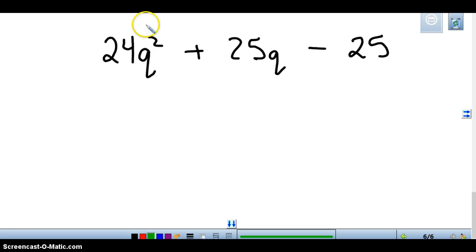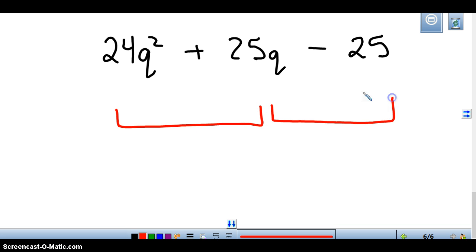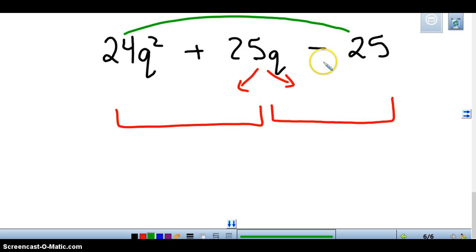times 6p plus 5. To factor a trinomial by grouping, we have to group like this, and we want to find factors of the product of 24q squared times negative 25 that equal to 25q. So what's 24q squared times negative 25? Negative 600 q squared.